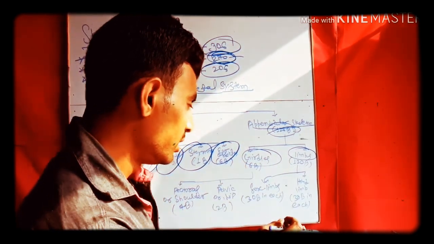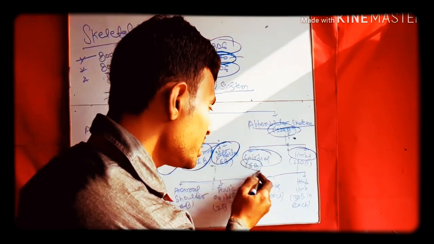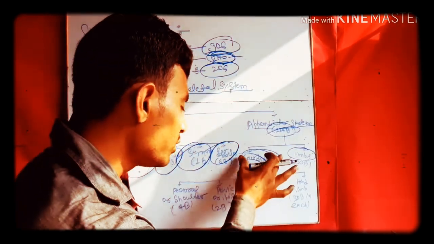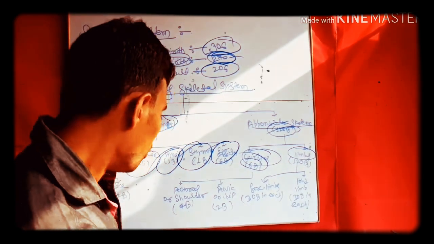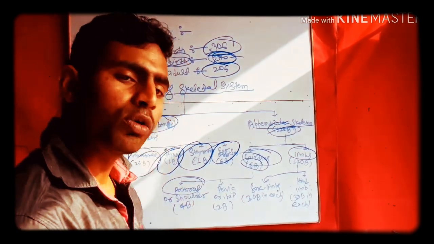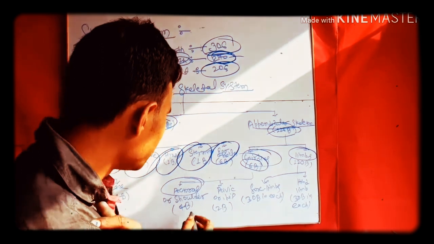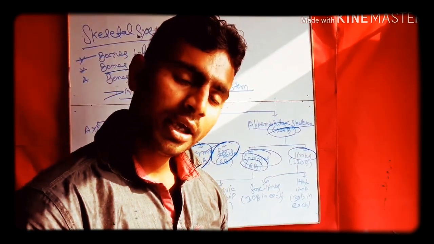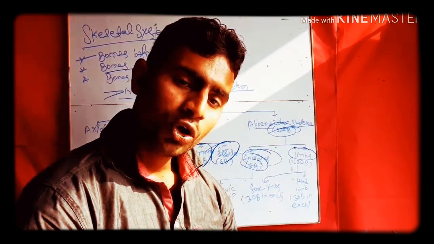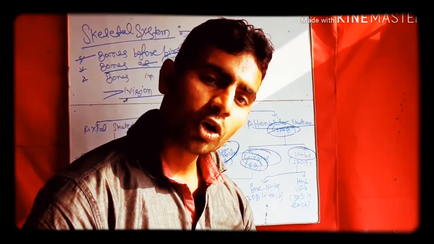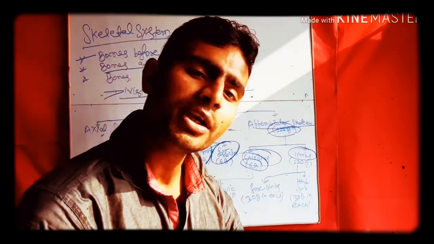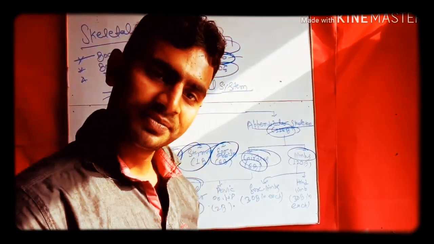Girdle part, in which 6 bones are present. The girdle part is also divided into 2 parts. One part is the pectoral, meaning the shoulder part, in which 4 bones are present. Why? We have 1 pair of shoulders, and 1 shoulder has 2 bones. So 1 pair of shoulders has 4 bones.